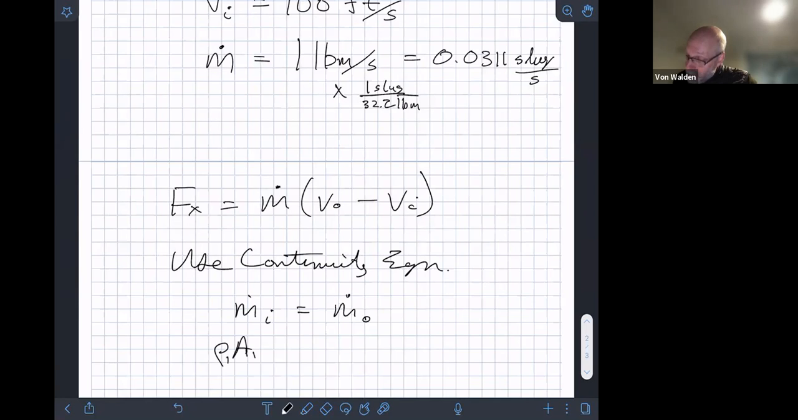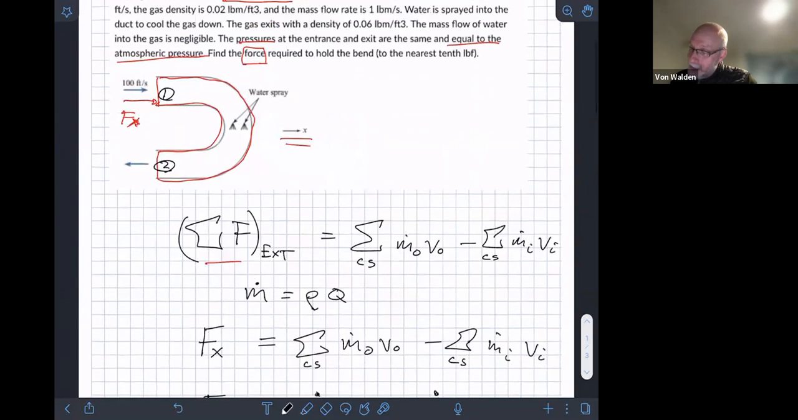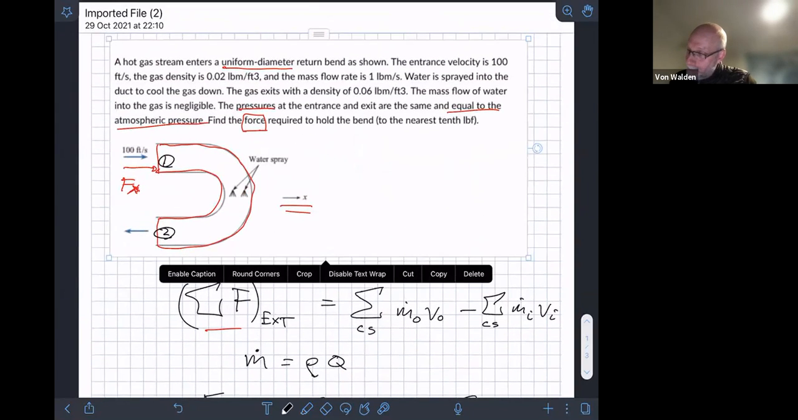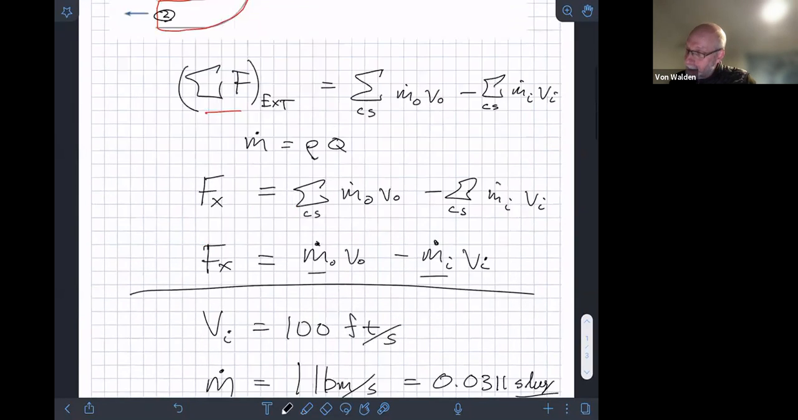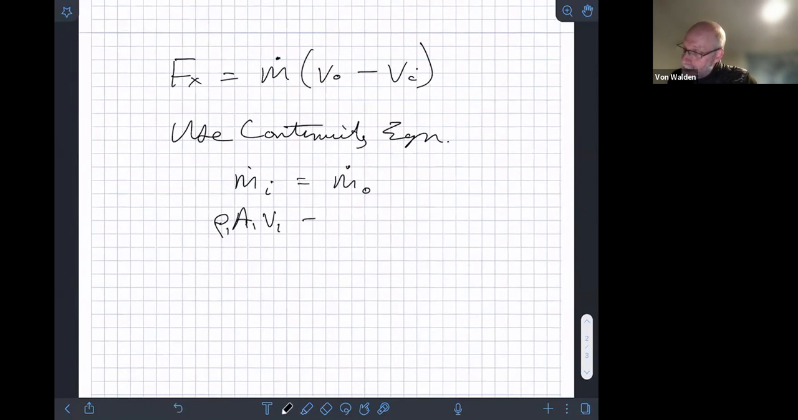That's going to tell us that the inlet, actually that's rho 1, because this is a case where we have a different density. Remember that the inlet is number 1 and the outlet is number 2. So this is just rho 2, A2, V2. And these are rhos, not P's.